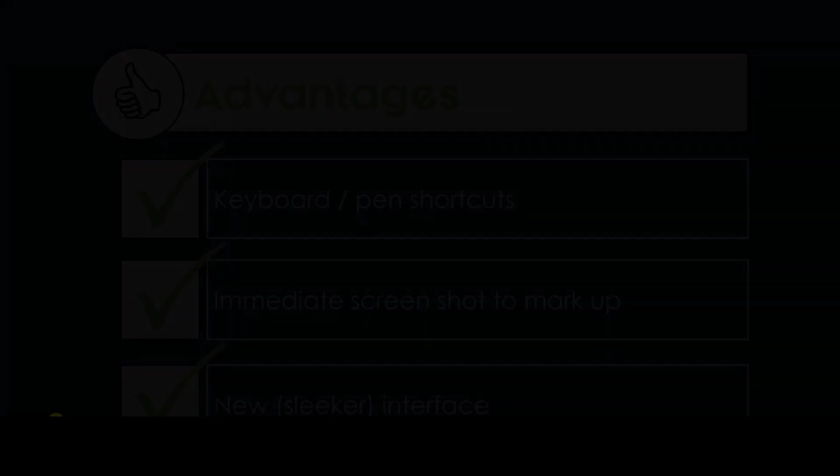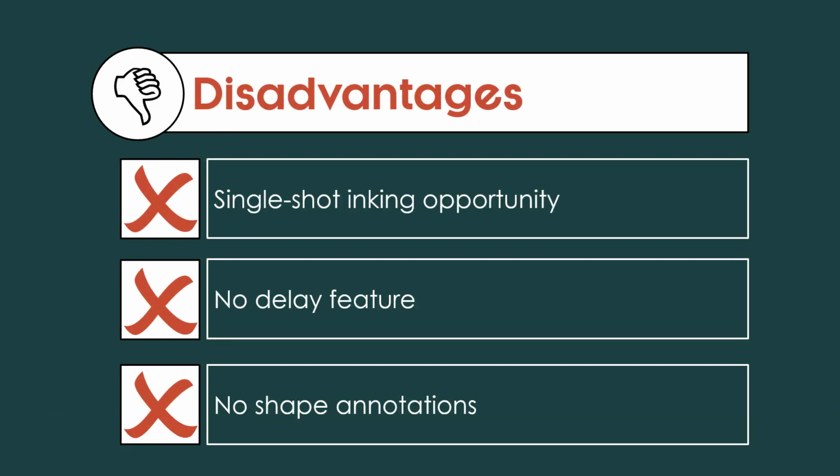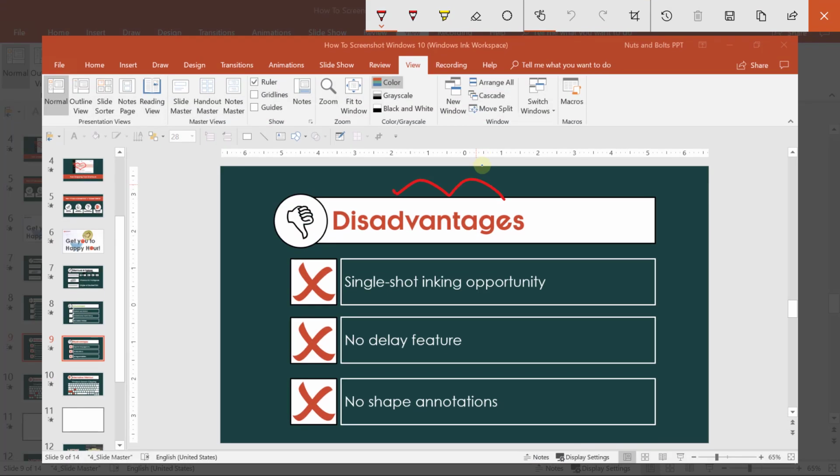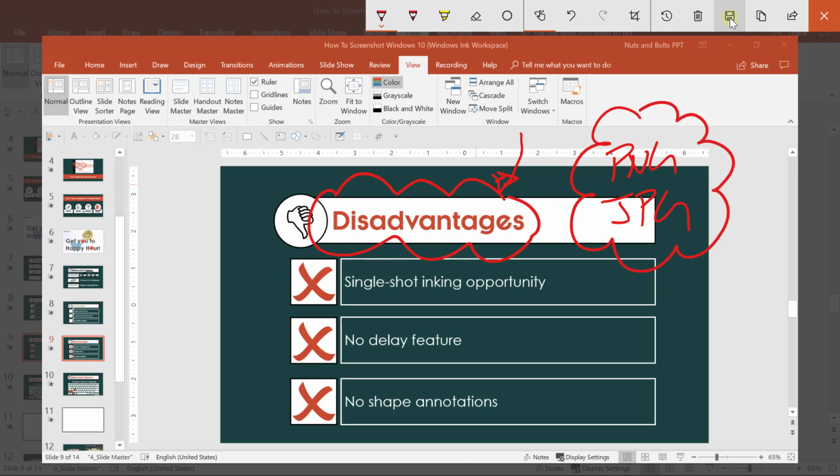As far as some disadvantages, this is a single shot inking opportunity. So if you take a screenshot and you mark it up, you cannot save it and open it up later to re-ink it. So you're marking this up once, and as soon as I mark this up and I copy this to my clipboard, up here on the right, or I save this to my computer, this layer of ink gets baked into this as the PNG or JPEG or whatever picture format that you end up using. So just keep in mind this is a single shot markup opportunity.